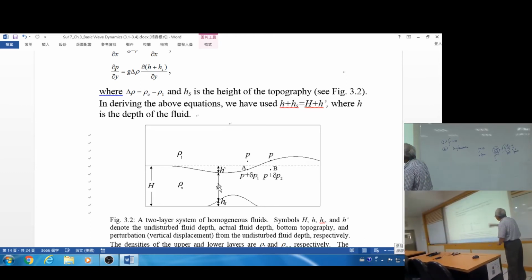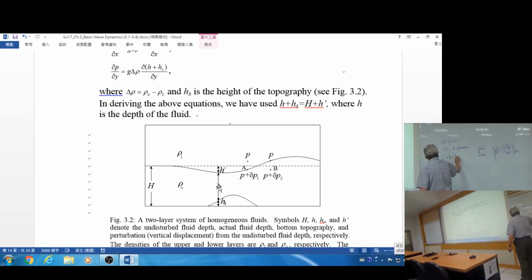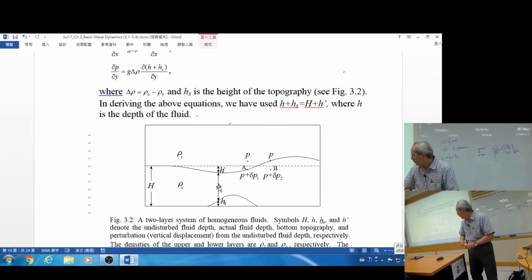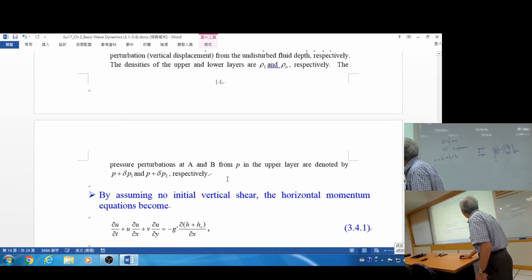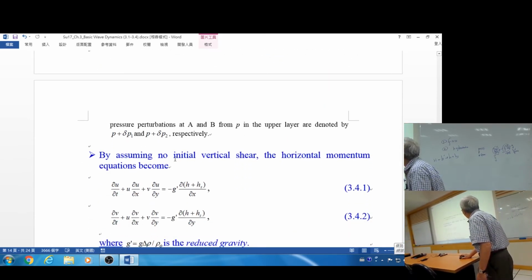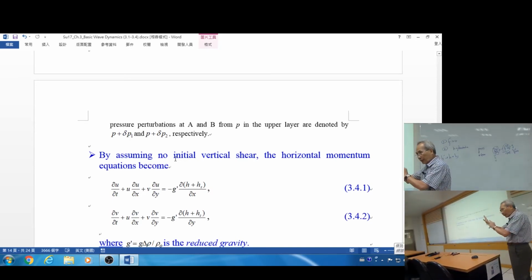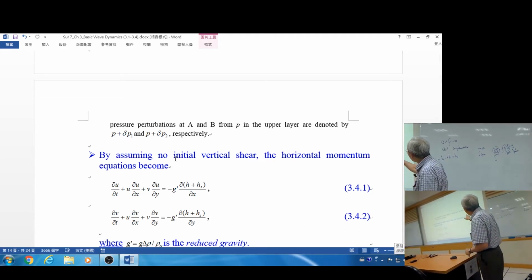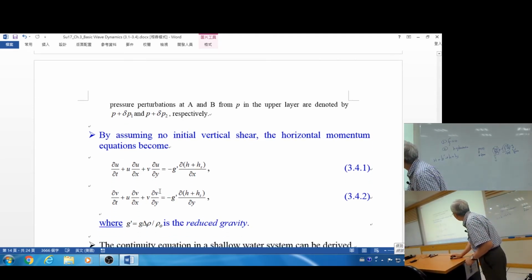So in other words, when you have that, that means H prime plus H sub S will be equal to capital H. Now by assuming no inertial vertical shear, the horizontal momentum equations can be derived like this.